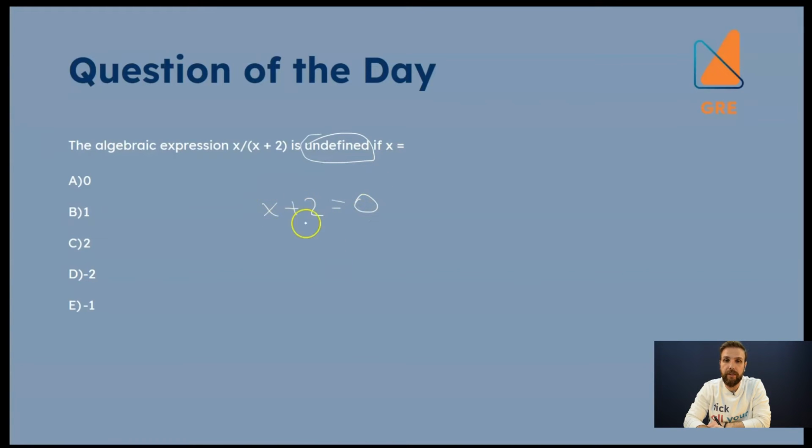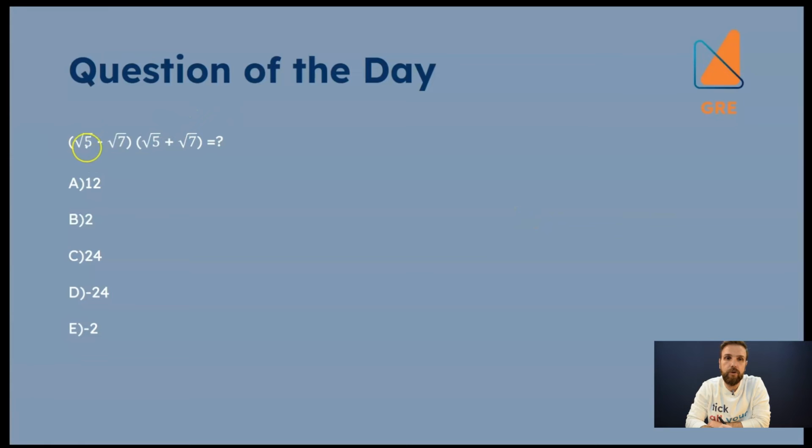So now that we know that this denominator has to be equal to 0, x plus 2 is equal to 0, then we have x equal to minus 2. So the answer for this question is minus 2. In this question we have square root of 5 minus square root of 7 times square root of 5 plus square root of 7. So here we multiply square root of 5 with square root of 5, square root of 5 with square root of 7, then minus square root of 7 with square root of 5, and minus square root of 7 with square root of 7.